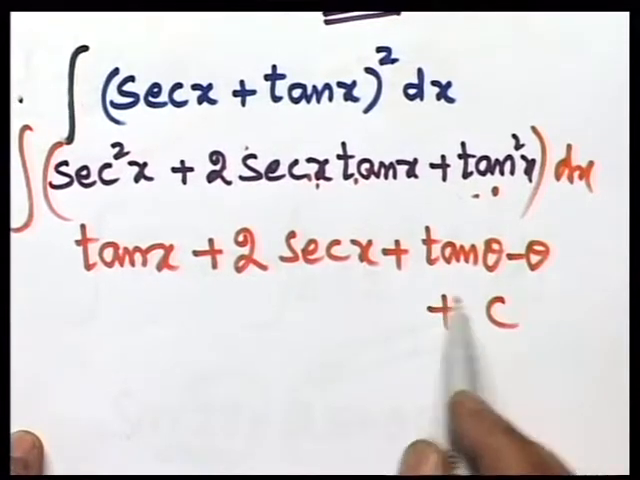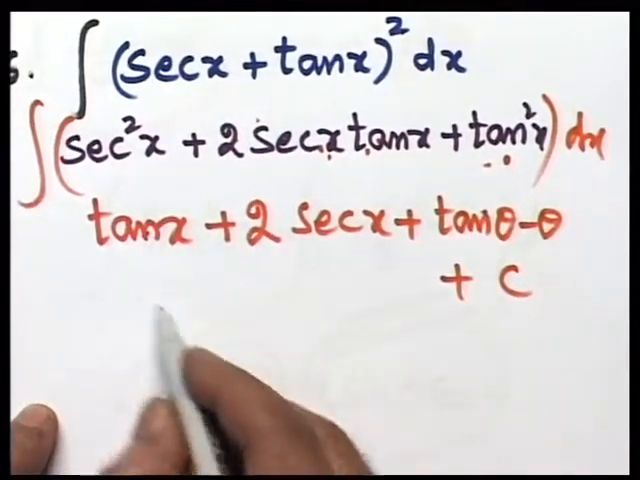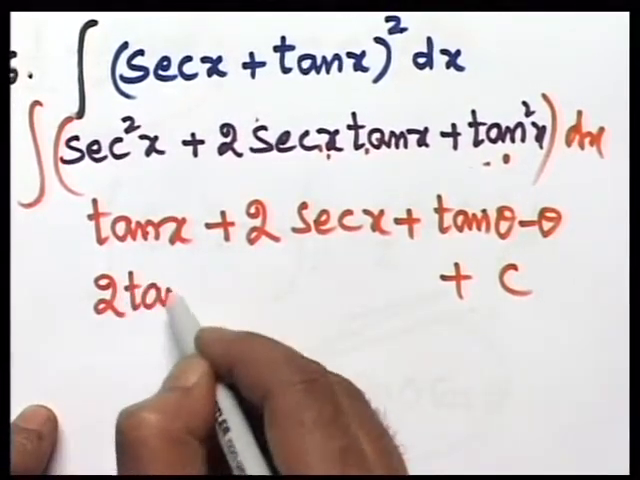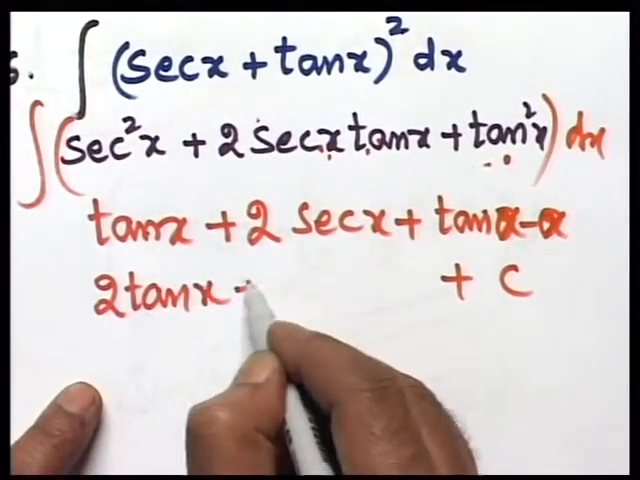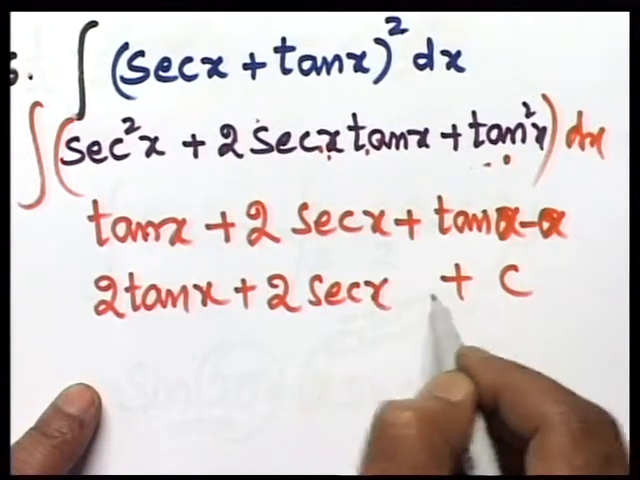And plus c please. Any like terms? Yes. 2 tan theta. 2 tan. This is all x please. I'm sorry. Yeah. 2 tan x plus 2 sec x and then plus c.